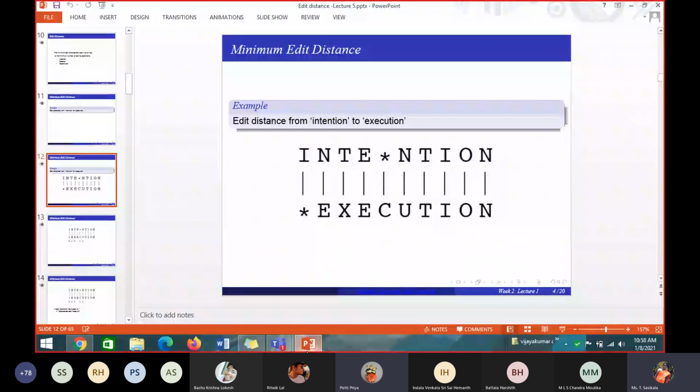Ma'am, without, I you replace with E, N you replace with X, T you replace with E, and minimum operation. Wait, I'll tell you. Like that you cannot do because there is a cost for each operation. So I'll tell you.